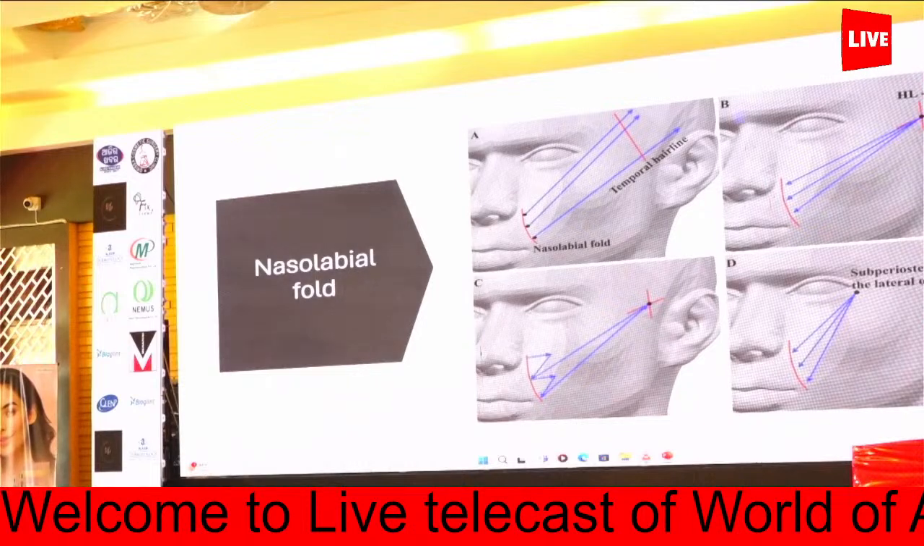This is the most commonly performed procedure for the nasolabial folds, and this is the most rewarding also. But according to the patient, we have to decide whether we need to hook the threads on the preauricular region, temporal region, or at the lateral orbit margins. But in effect, this is the most rewarding procedure.